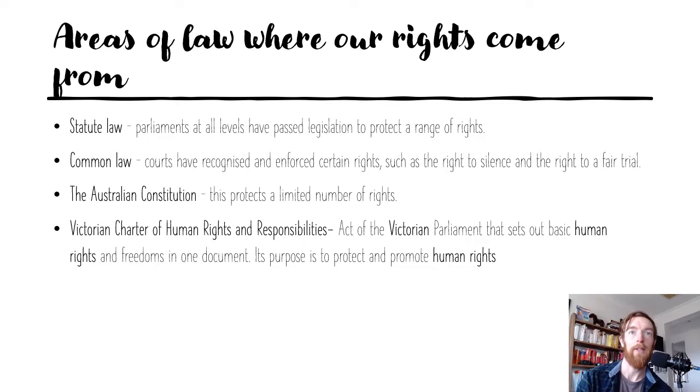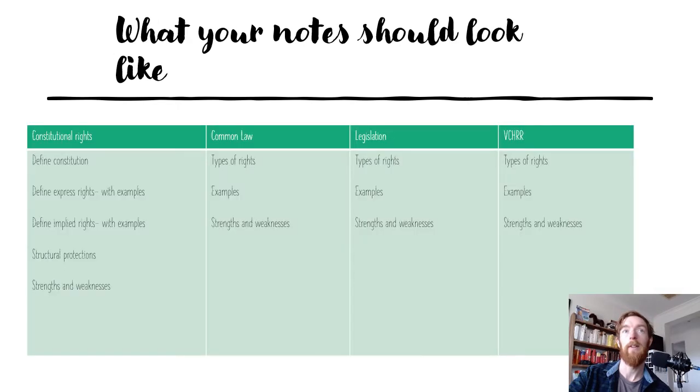Common law, courts have recognised and enforced certain rights such as the right to silence and the right to a fair trial. The Constitution protects a limited number of rights which are outlined within it, and the Victorian Charter of Human Rights and Responsibilities, which is an act of Victorian Parliament that sets out basic human rights and freedoms in one document, and its purpose is to protect and promote human rights. So we'll get into what all these are as we go through.